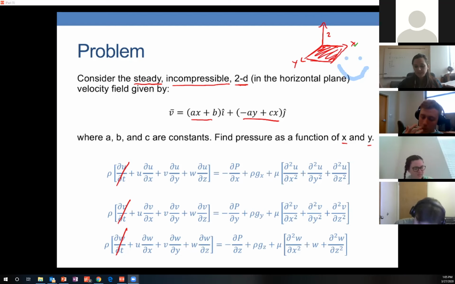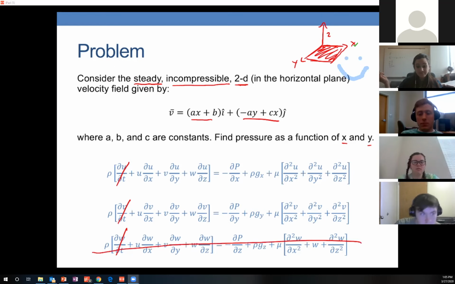So what can we cancel out now? W. Anything with W. So the whole Z component of the equation goes away. Okay. And then everything else with W in it goes away. And everything else with Z in it goes away. So the fact that it's a horizontal plane also means that gravity is acting in this direction, and we can assume gravity isn't acting in the horizontal direction. So what goes away then?